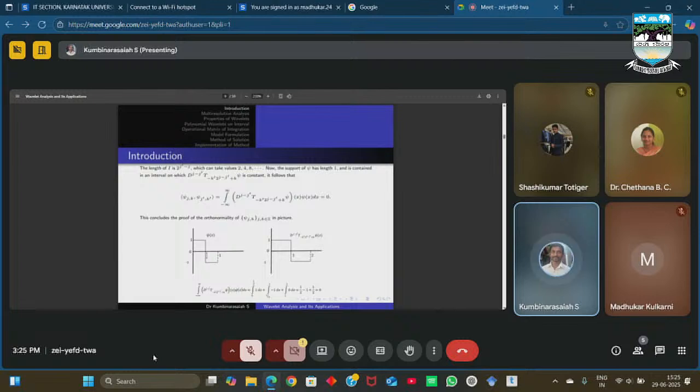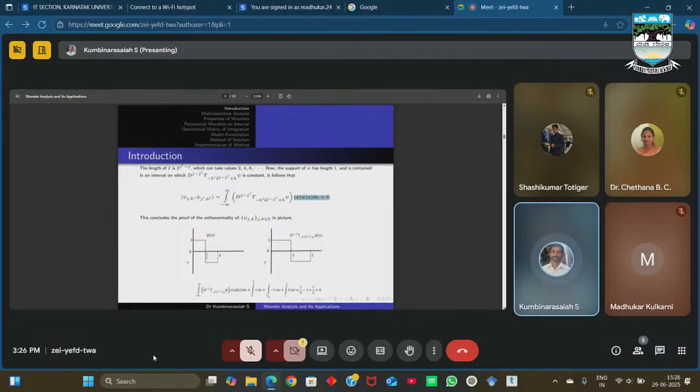But the Haar wavelet length will be 1, and it is contained in an interval on which this function is going to be constant. Therefore, obviously, the Haar wavelet support is [0, 1], and this support is more than that. Definitely it is going to be embedded in the new function. So, therefore, the inner product will become 0.